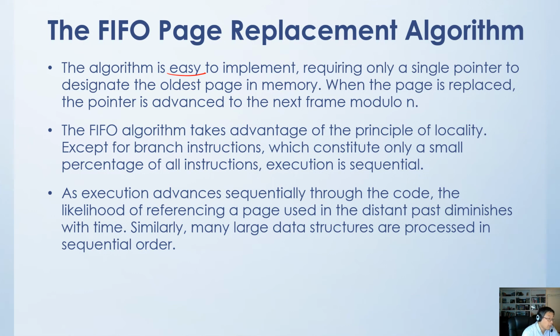Now, the FIFO algorithm takes advantage of the principle of locality, except for branch instructions. Now, if there's no branch, like a while loop or an if statement. If we actually meet a while loop, then you can jump to a different location.